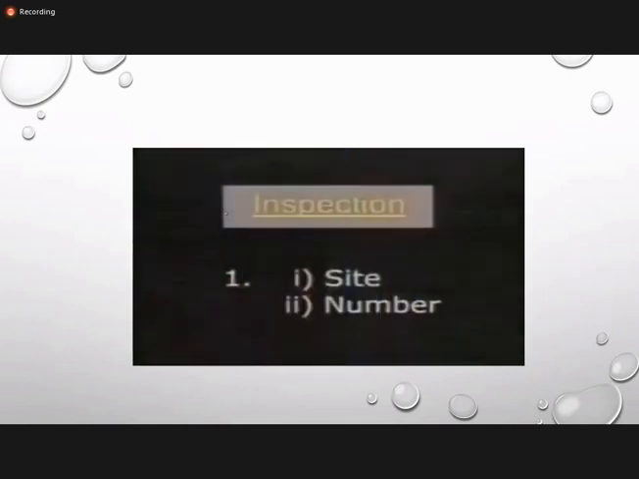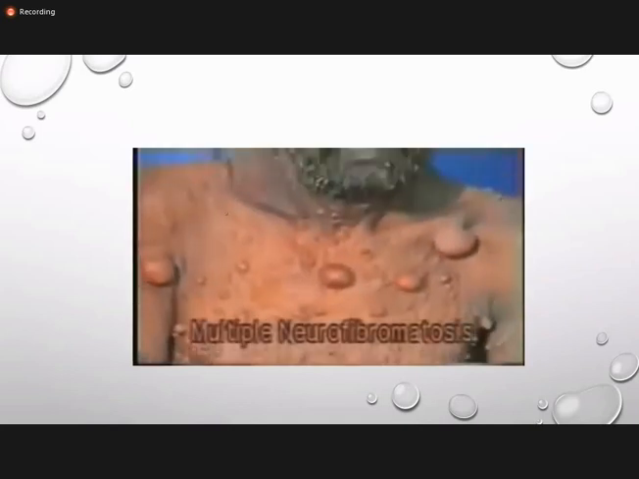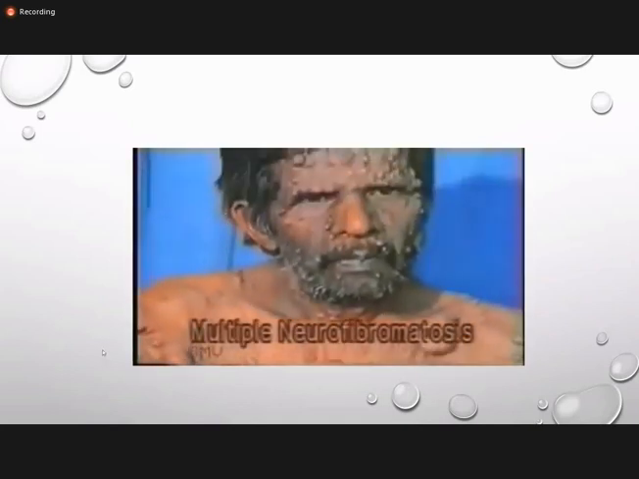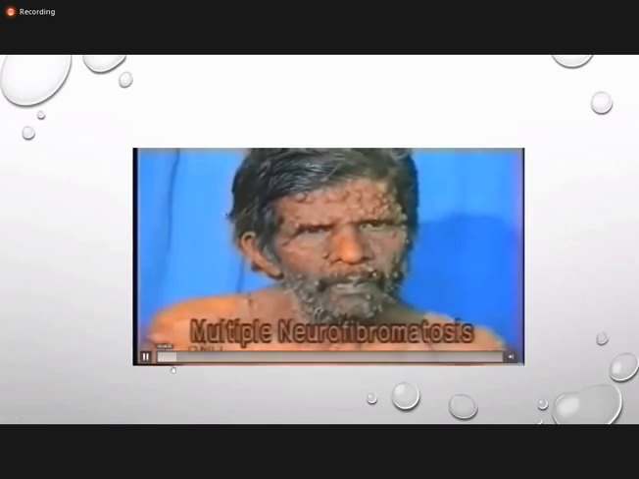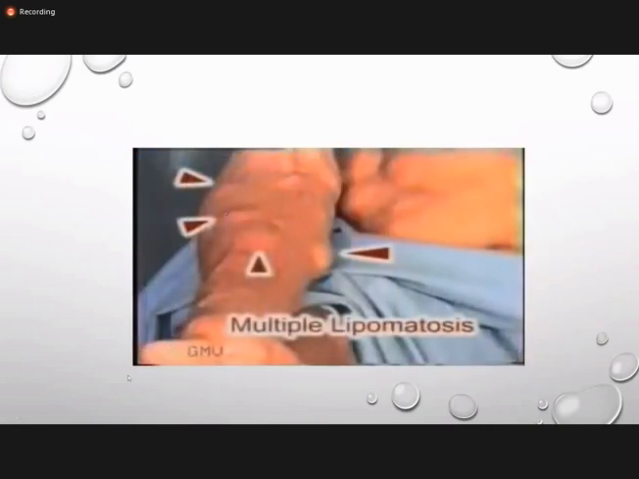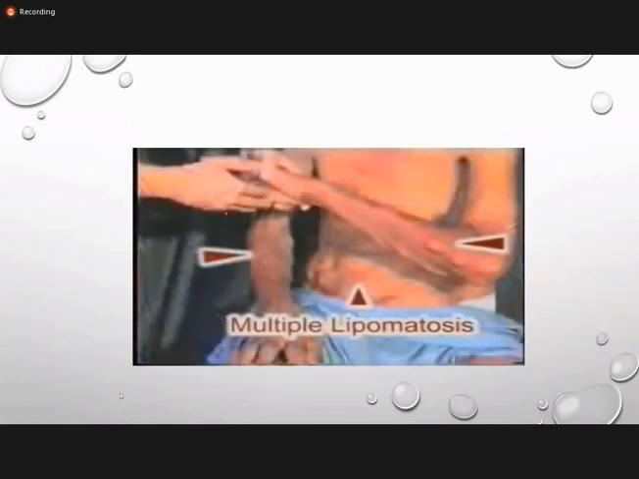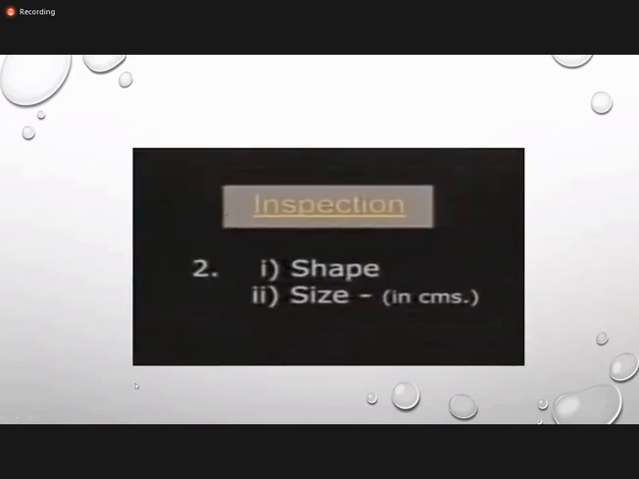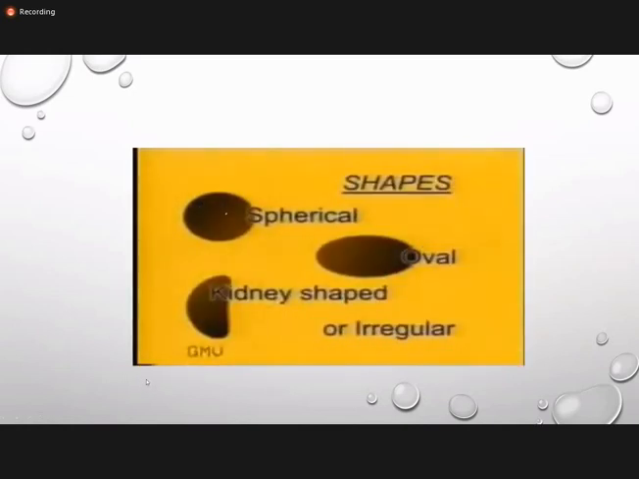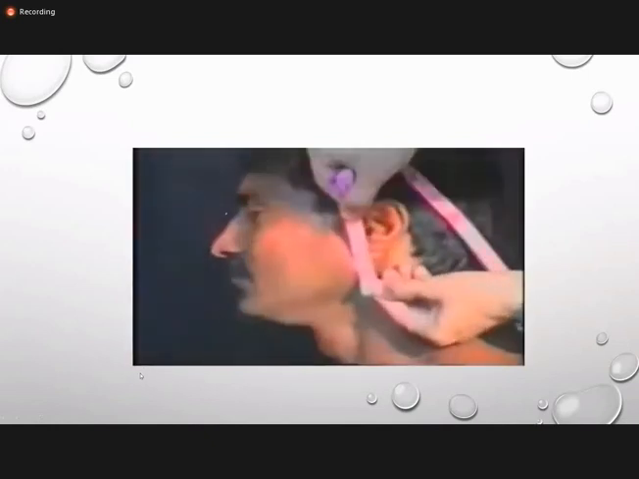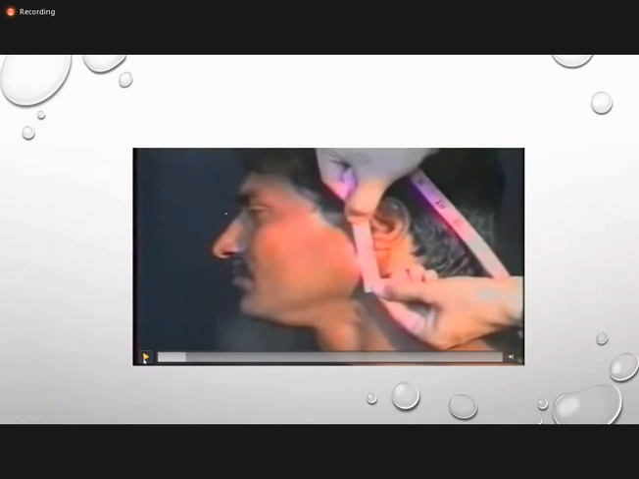Then note the number. Most swellings will be solitary, but some are typically multiple. For example, multiple cutaneous swellings in multiple neurofibromatosis or von Recklinghausen's disease, multiple subcutaneous swellings in multiple lipomatosis or Dercum's disease. Now note the shape and size of the swelling. The shape may be a regular one, like spherical, oval, or kidney shape, or it may be an irregularly shaped swelling. Then measure the exact size in centimeters. Look at this picture now. You have to measure the size with the inch tape.